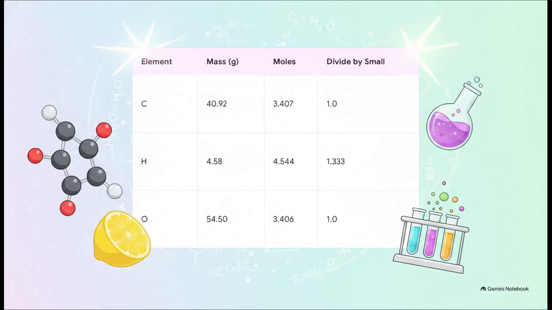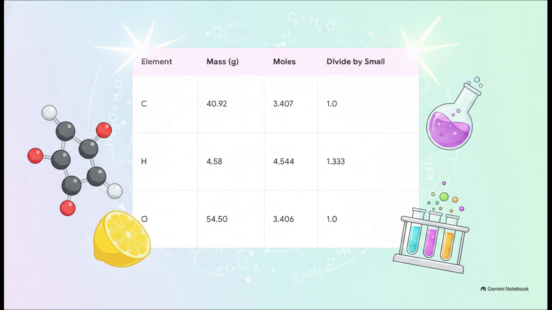Let's put this into practice with a real-world example, ascorbic acid, aka vitamin C. So lab data says it's 40.92% carbon, 4.58% hydrogen, and 54.50% oxygen. Applying our 100-gram rule, those percentages flip straight to grams. You can see that right there in the first column. Next, we divide by the atomic mass of each element to get our moles. Carbon becomes 3.407, hydrogen is 4.544, and oxygen sits at 3.406.